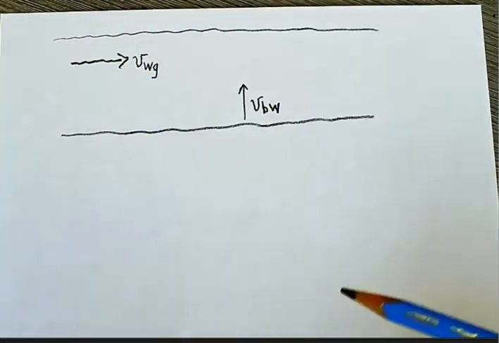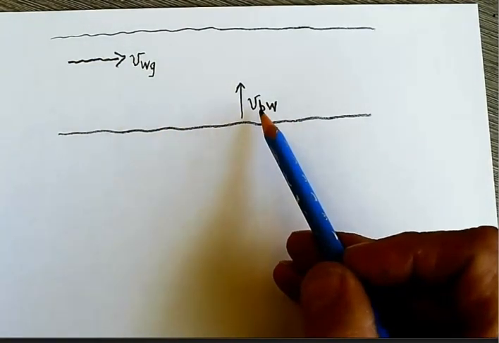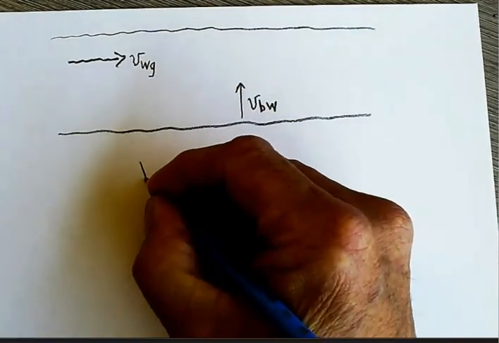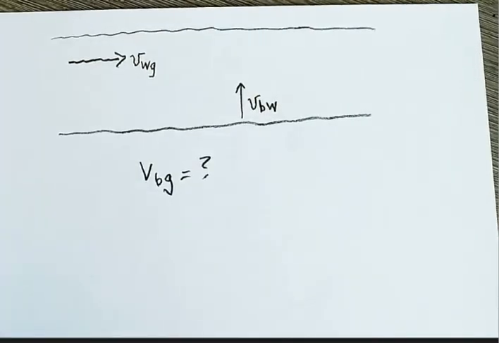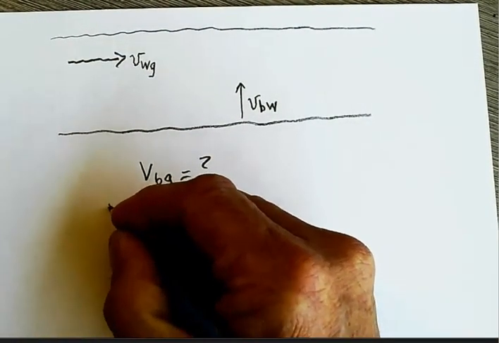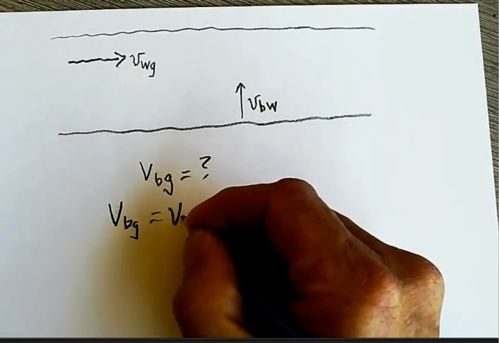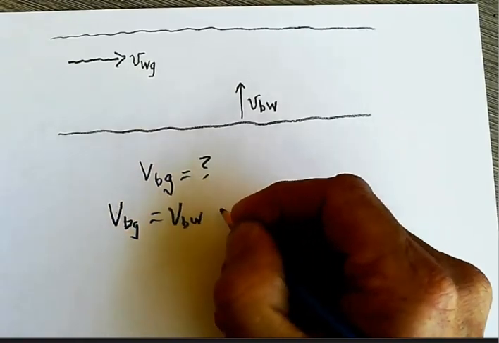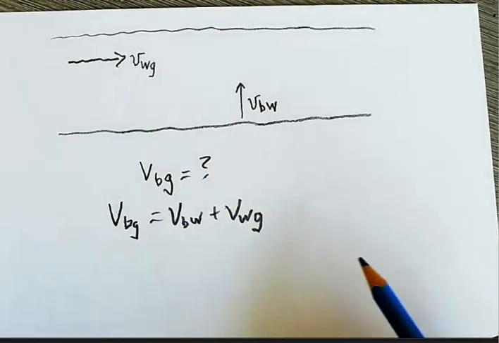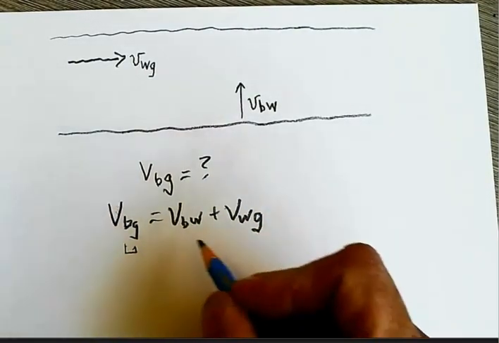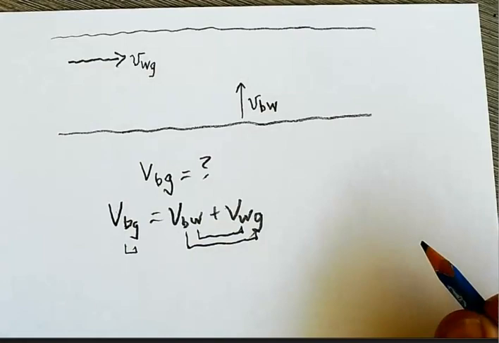So we're going to use vector addition again, and that is going to be the vector sum of these 2 vectors. So if I'm looking for the velocity of the boat with respect to the ground, I can set up my equation without thinking too hard. The velocity of the boat with respect to the ground is equal to the velocity of the boat with respect to the water plus the velocity of the water with respect to the ground. All I did was follow my little formula, BG there, BG here, and the inside subscripts are the same.